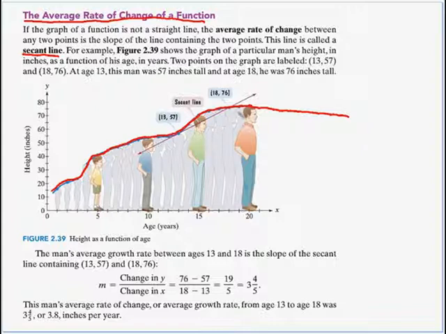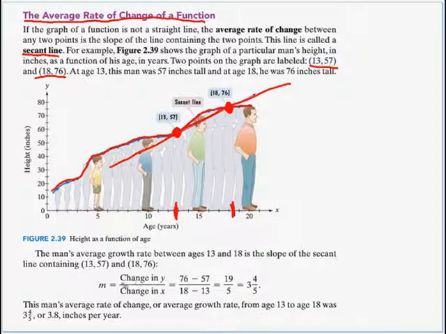So we can't find the slope of the whole line because the slope's changing. There are steeper and less steep parts. But what we can do is find an average. So here are 2 key points. At age 13, this person was 57 inches tall. At age 18, he became 76 inches tall. So if we connect those 2 known points with a secant line, we can find the slope of that straight line, which is the average of the curve over this interval from age 13 to 18.